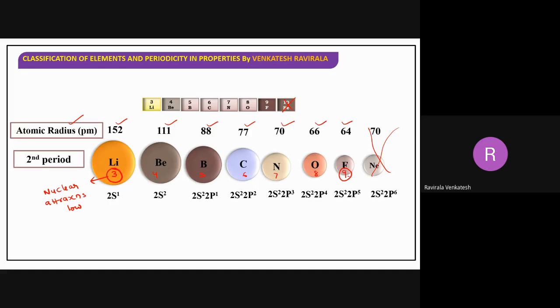Whereas in fluorine, what happened? The nuclear force of attraction here is very high compared to that one. Even though the electrons have increased, the electrons are present in the same shell only, the second shell, so the distance is the same in this case. Even though it is 1 electron or 2 electrons, they are present on the same shell only.